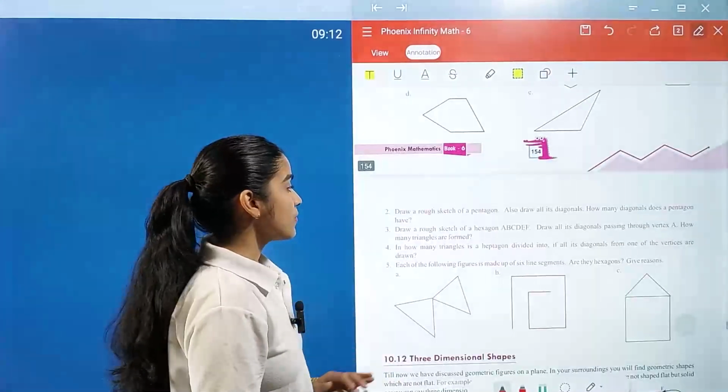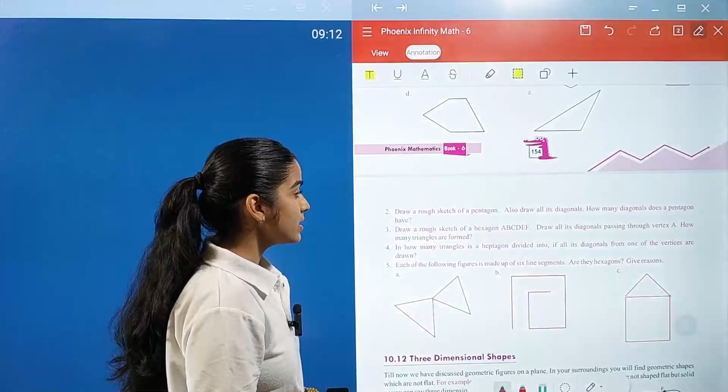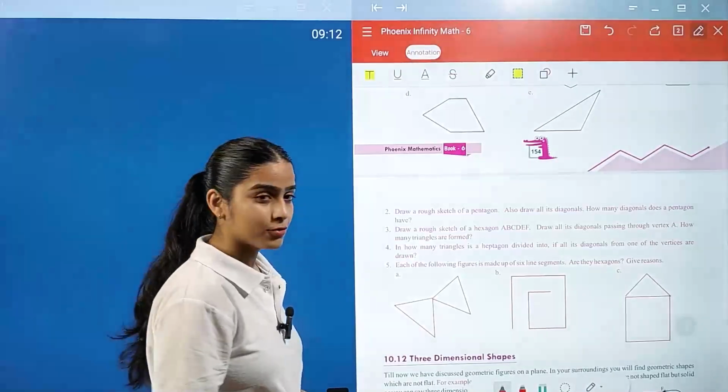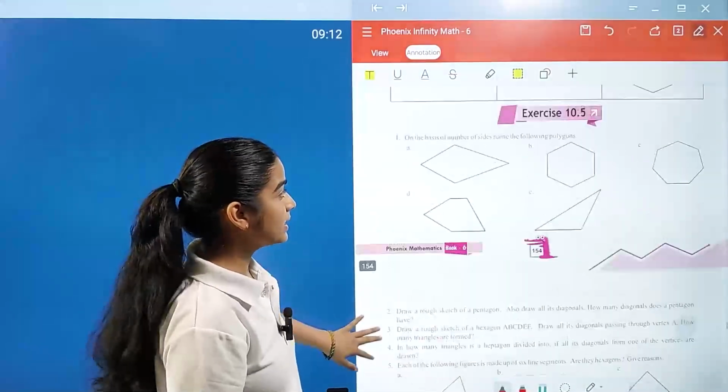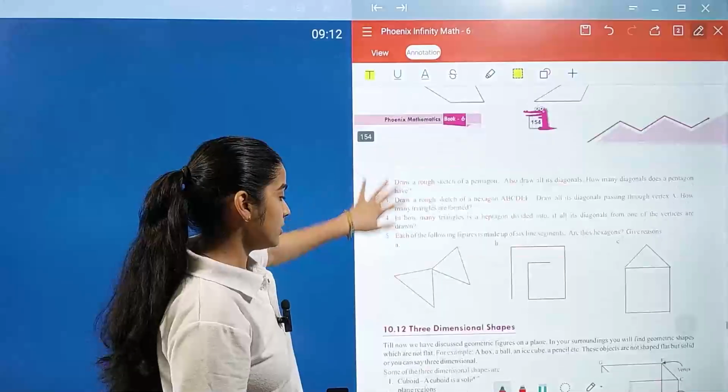Draw a rough sketch of a pentagon. Also draw its diagonals. How many diagonals does a pentagon have? So you can do that, right? You have a pentagon here, okay? Or you can make it.